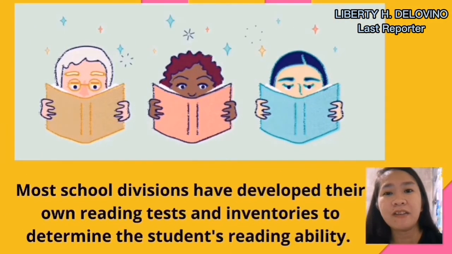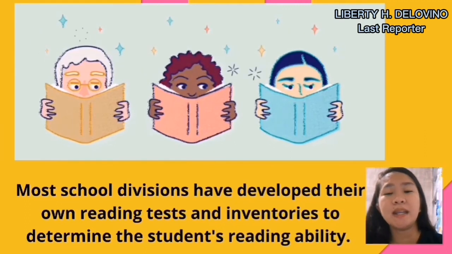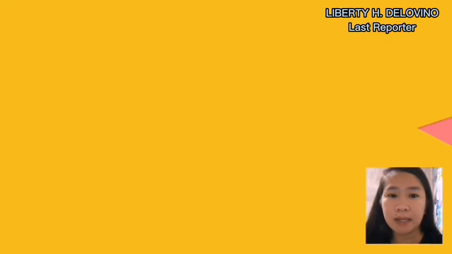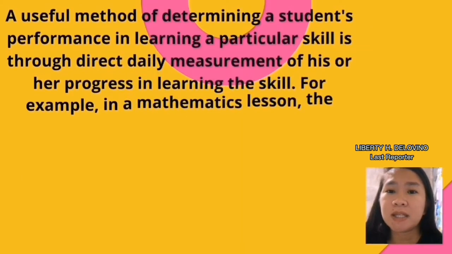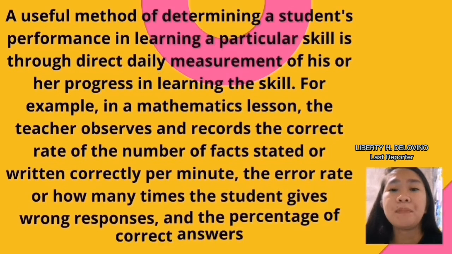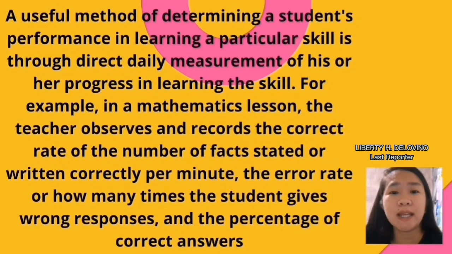Most school divisions have developed their own reading tests and inventories to determine the student's reading ability. An informal reading inventory usually consists of a series of progressively more difficult sentences and paragraphs for oral reading. The student's mistakes in reading skills are recorded, particularly in pronunciation of vowels and consonants, omissions, reversals, substitutions, and comprehension. A useful method of determining a student's performance in learning a particular skill is through direct daily measurement of his or her progress in learning the skill.